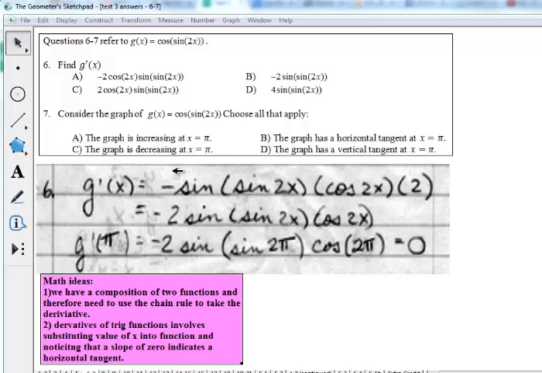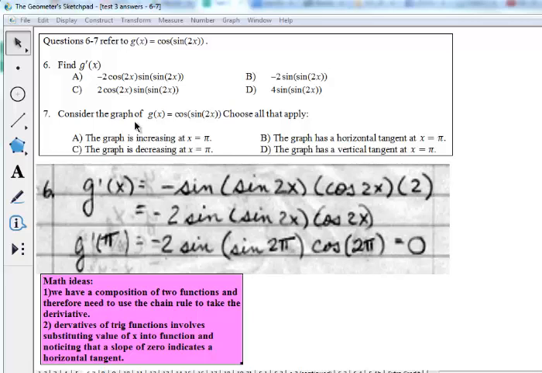So notice that the sine of the sine of 2x, that's a composition of functions right there. And the 2 is a constant, as is the cosine of x. So it's negative 2 times the sine of sine 2x times cosine 2x. And so in this case, it's going to be choice A.